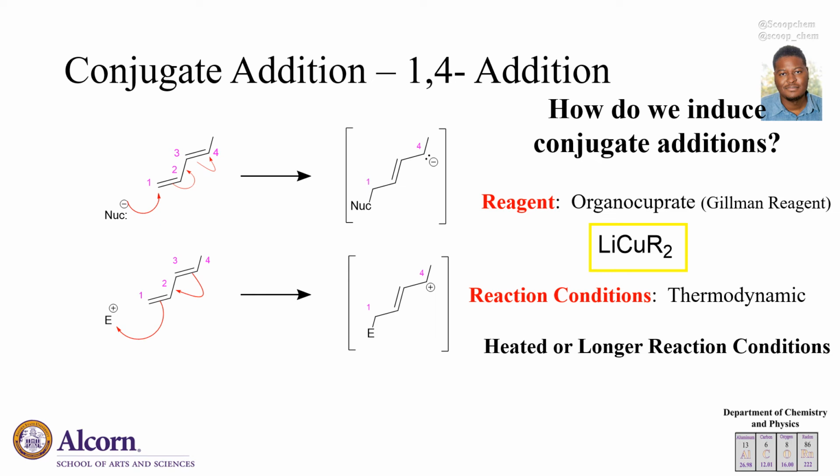A thermodynamic product is usually the most stable product, and the conjugate addition will lead to the most stable product. So if you heat a reaction long enough, or allow it to react long enough, you will induce the 1,4 addition, or the conjugate addition, because it would afford the more stable product.